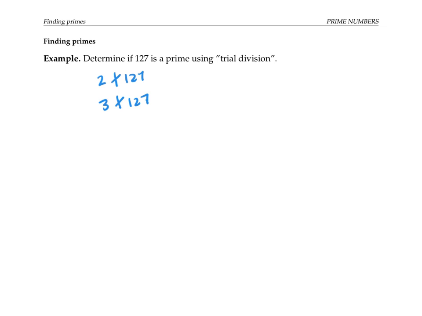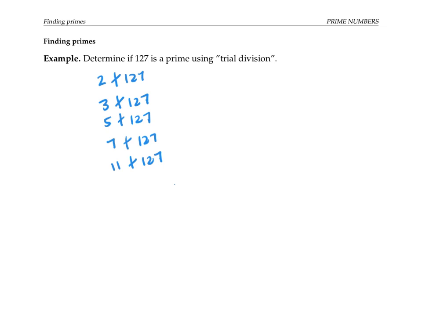The next number is 4, but I don't actually have to check if 4 divides 127, because if 4 divided it, 2 would also divide it, since 2 is a factor of 4. So I can skip 4, go on to 5, skip 6, because I've already tested its factors, 2 and 3. If 6 divided 127, its prime factors would have to divide also. So I really only need to check prime numbers and see if they divide 127. 7 doesn't divide 127. 11 doesn't divide 127.